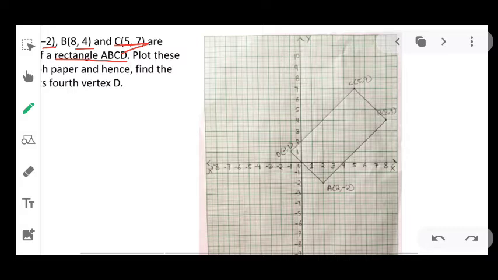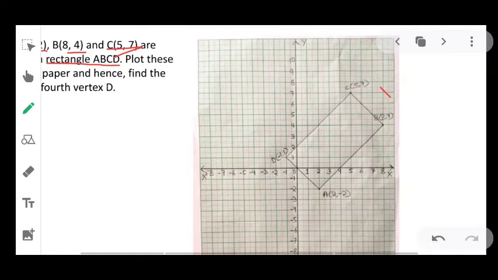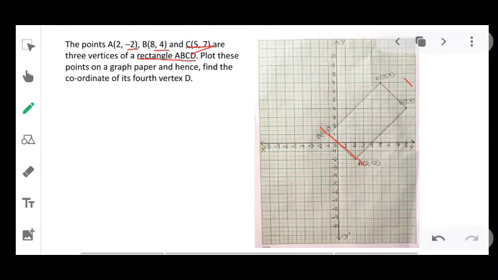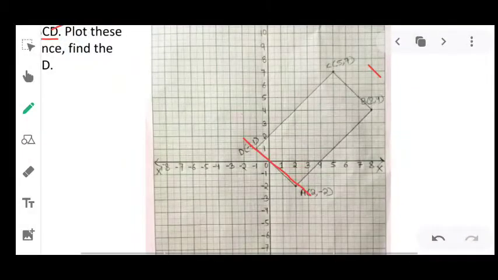Now you have to draw a line parallel to BC through A, because ABCD is a rectangle and opposite sides are parallel. So you have to draw a line parallel to BC through A. Then draw another line through C parallel to AB.